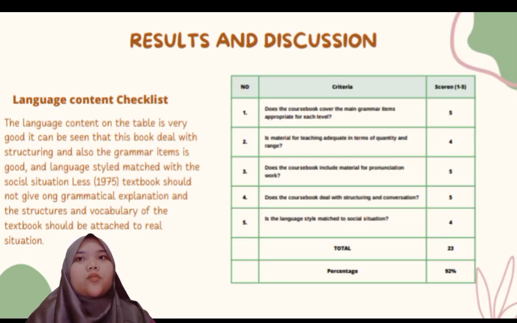The third is language content checklist. The language content on the table is very good. It can be seen that this book deals with structure and also grammar. The items are good, and the language style is matched with the social situation. Bailey, 1975: a textbook should not give long grammatical explanations, and the structures and vocabulary of the textbook should be attached to real situations. And I give 92% for the language content.